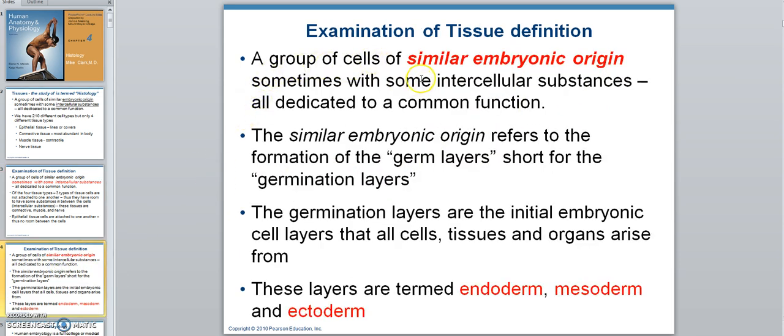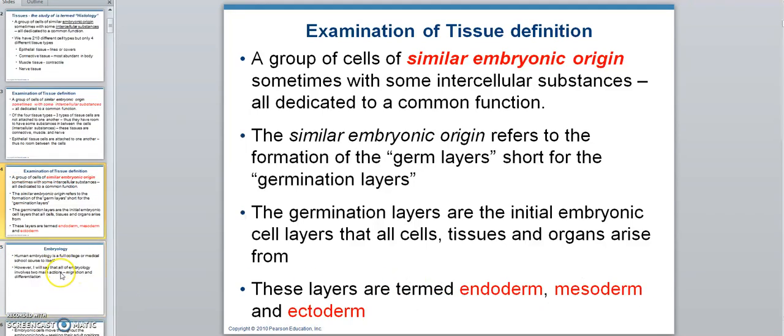A group of cells, here's this, similar embryonic origin. Similar embryonic origin refers to the formation of germ layers. Germ is not bacteria, it's short for germination layers. Okay? There are 3 germination layers. Germinate means to arise from. There are 3 germination layers we'll talk about: endoderm, mesoderm, and ectoderm. Okay?